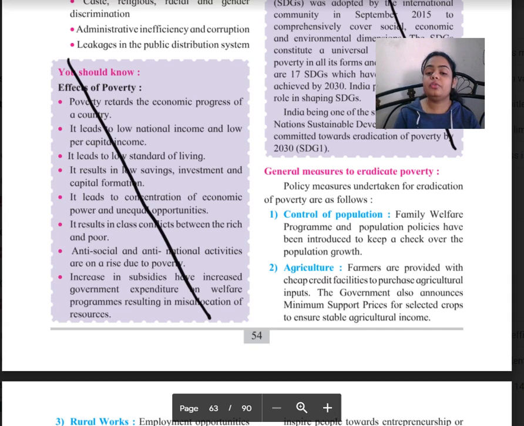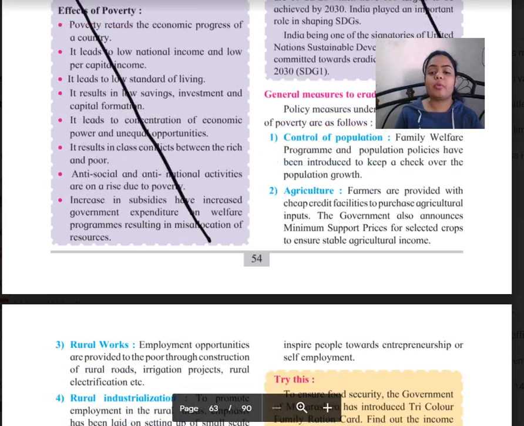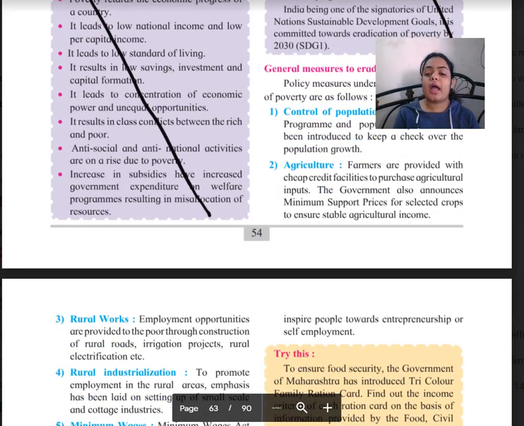So, this is one of the ways to control poverty. And if we control population, obviously we shall be able to control the poverty problem also. Next, we have agriculture. Farmers are provided with cheap credit facilities to purchase agricultural inputs. The government also announces minimum support prices for selected crops to ensure stable agricultural income.